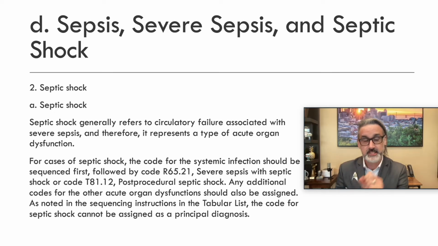So we have sepsis, severe sepsis, but now we also have septic shock. And this has quite a few guidelines as well. So first of all, septic shock generally refers to a circulatory failure associated with severe sepsis, and therefore it represents a type of acute organ dysfunction.